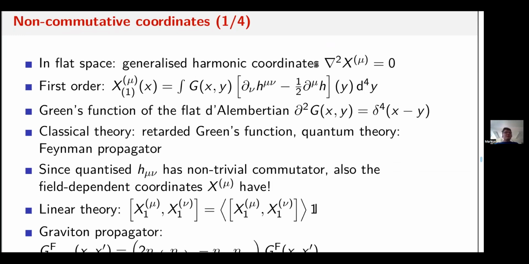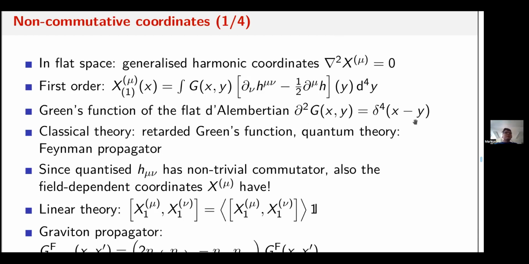So you take your full perturbed D'Alembertian and impose that this vanishes. And then the correction that you get at first order looks like that. So in background space-time, you have Cartesian coordinates. Nothing changes. And the first order correction is an integral of some Green's function convolved with a certain combination of derivatives of your metric perturbation. And this is the Green's function of the flat D'Alembertian.